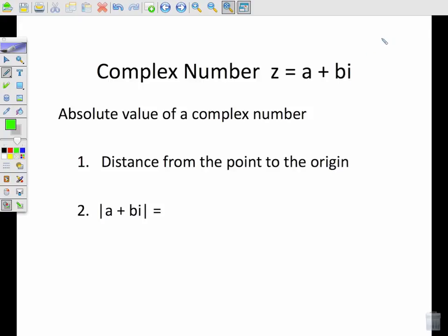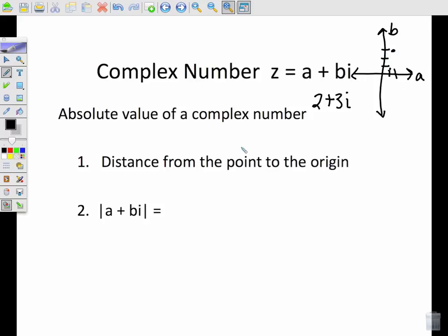If you remember graphing complex numbers, we graph them like this. This is your a-axis, and this is your b-axis. So like the point 2 plus 3i is located here, over 2 and up 3.